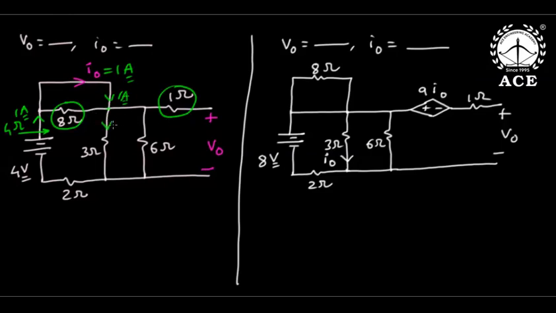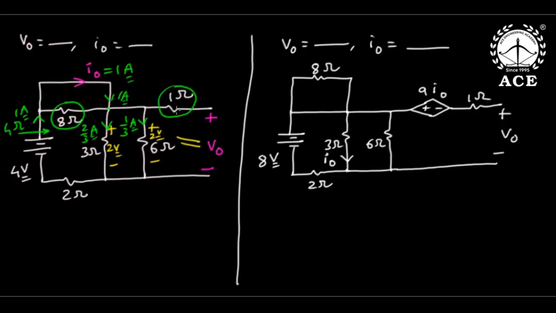So if I do current division, this current will be total current 1 into opposite 6 by sum 9, so 2 by 3. Out of 1, if this is 2 by 3, this is 1 by 3. Now 2 by 3 into 3, this is 2 volts, and obviously this is also 2 volts. Now V naught is directly 2 volts.